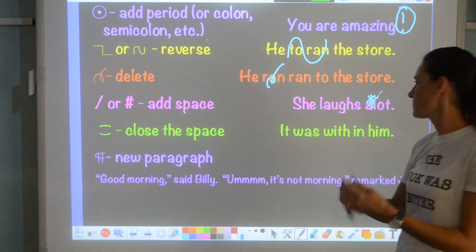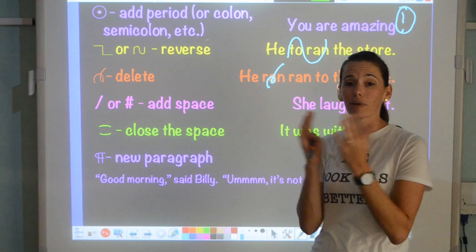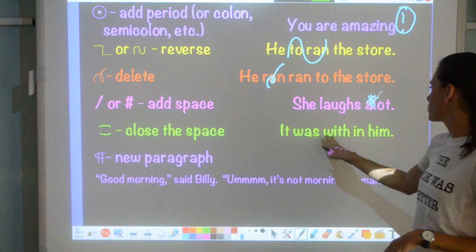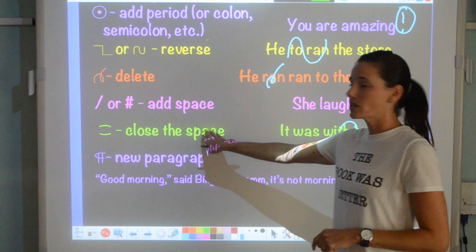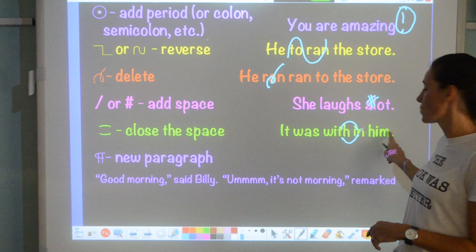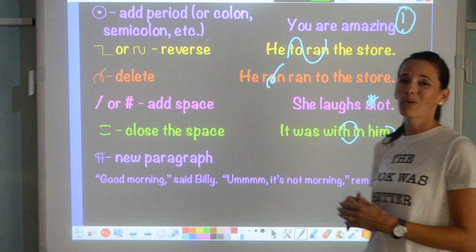If you need to close a space, if there is a word that should be one word but it was written as two, then you use the sideways parentheses. "It was within him." Well, within is actually one word. So I go like this to show that I need to close the gap. Another time we close the space, sometimes I see when you're typing that you put a space in between the last word and the punctuation. So I might use it there to show that the period or the punctuation at the end of the sentence needs to be right next to the word.